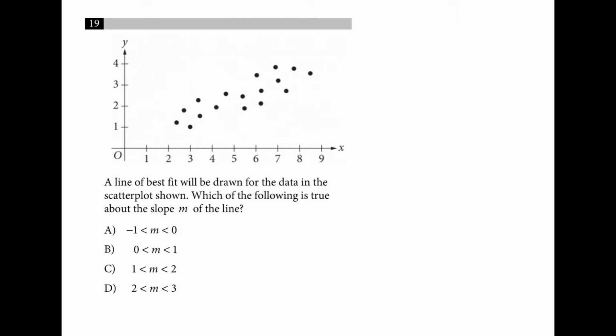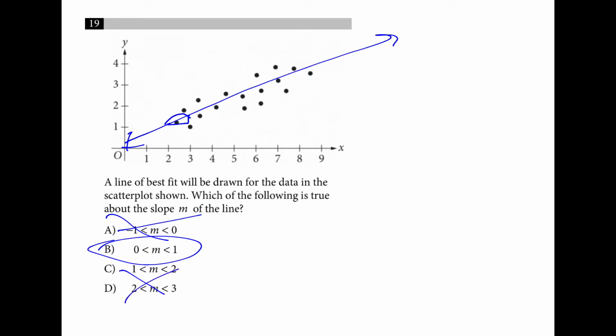A line of best fit will be drawn for the data in the scatter plot below. So estimate, it's going to look something like this. It's going to be a positive slope for sure, so I can rule out A. And as I go over 1, I'm going up less than 1. So it's a fraction slope, so B is going to be my answer. C and D are too steep.